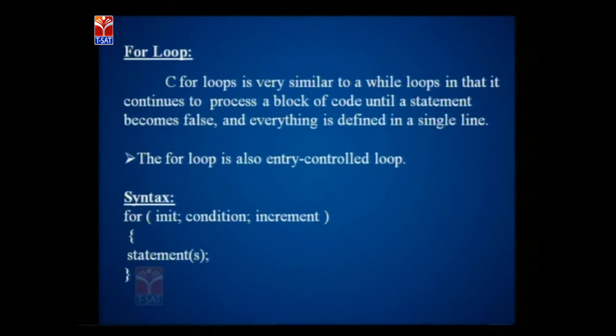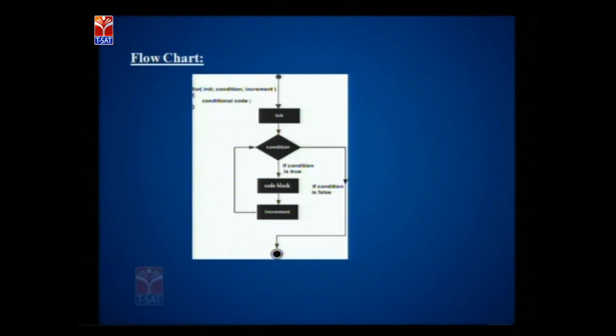And talking about the syntax, for initialization, condition, increment. We have studied in the while loop that first the initialization is done, next the condition is provided, and then the incrementation or decrementation process is done. But here in the for loop, the initialization, the condition and the incrementation or decrementation all go in a single line, one after the other, and then the statement will be given and executed.